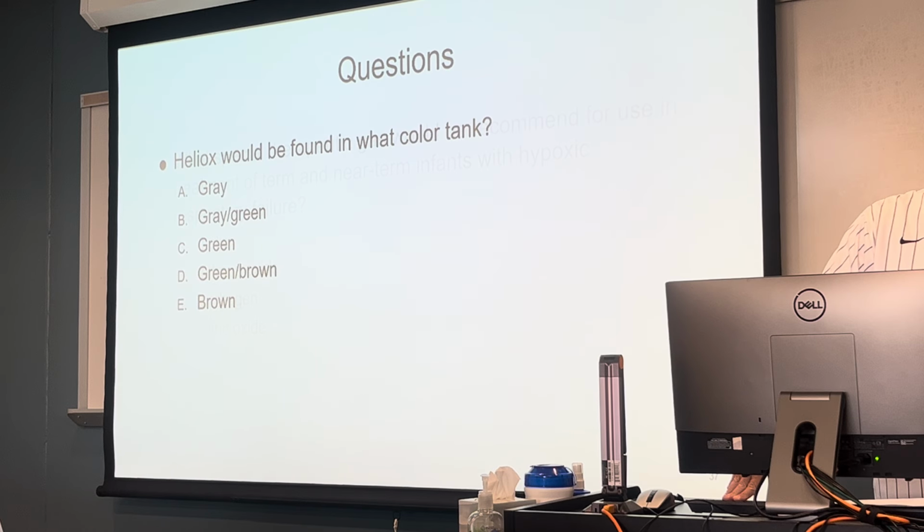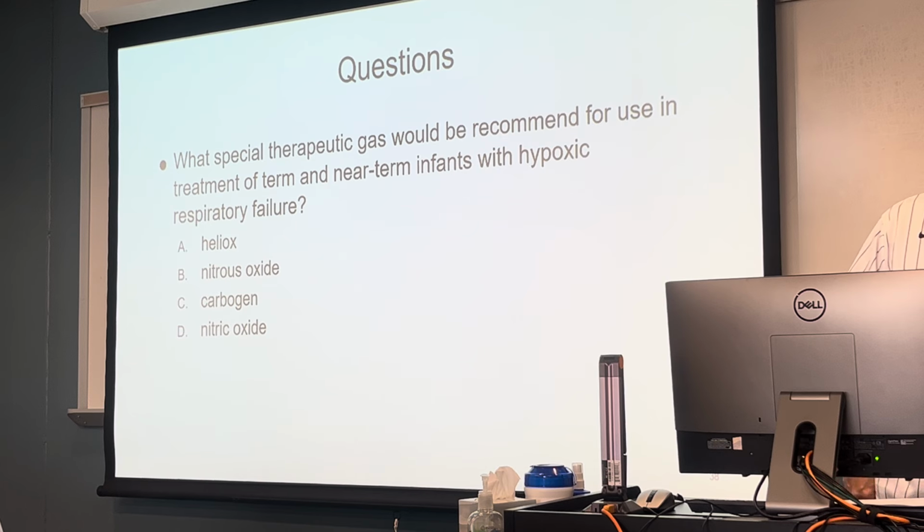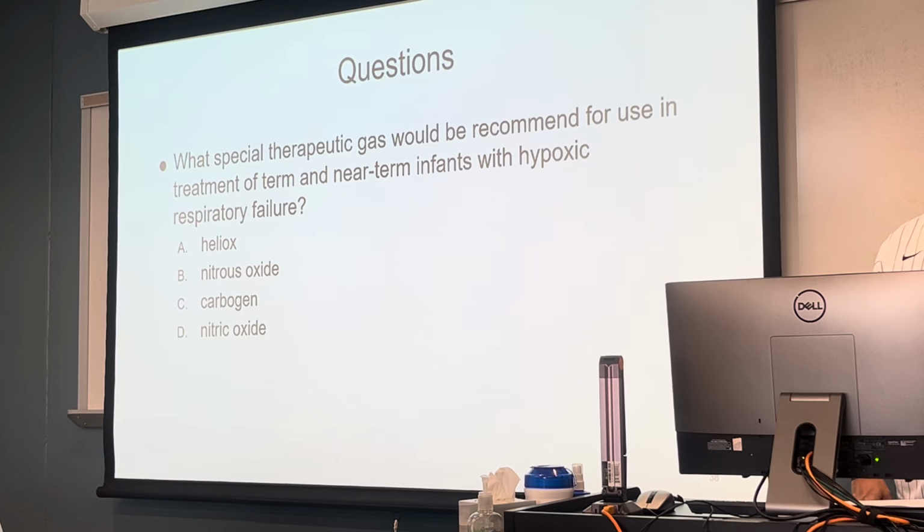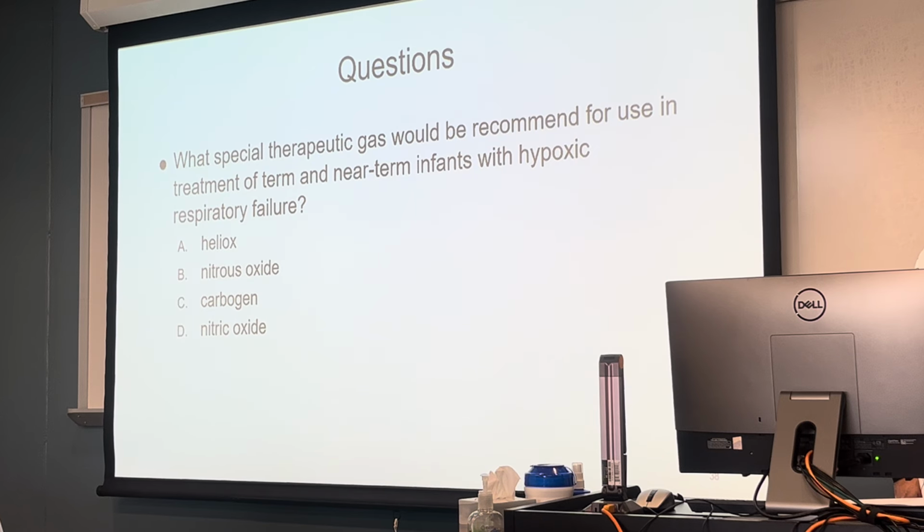Next question. What special therapeutic gas would be recommended for use in treatment of term and near-term infants with hypoxic respiratory failure? Is that heliox, nitrous oxide, carbogen, or nitric oxide? Nitric oxide. This one is D, nitric. Yes, that was not on the list because it has its own tank. That's correct.